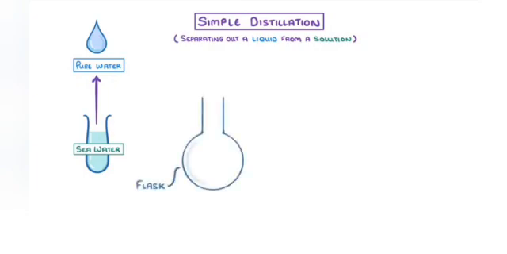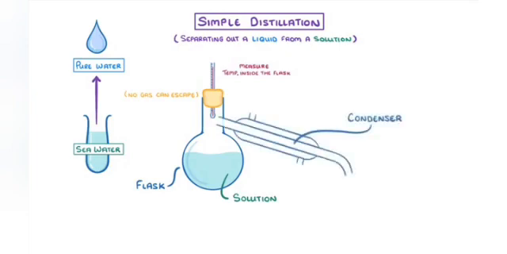First, we have a flask that contains the solution, or the liquid mixture, that we're trying to separate. And the flask is sealed at the top with a bung, so that no gas can escape. We then put a thermometer through the bung so that we can measure the temperature inside the flask. Next, we have our condenser, which consists of a main pipe surrounded by a water jacket, which contains a stream of continually flowing cold water, with the water being fed into the water jacket at the bottom and coming out at the top.